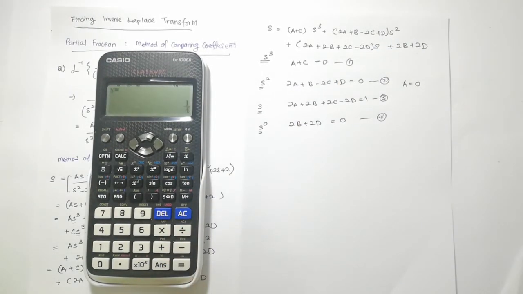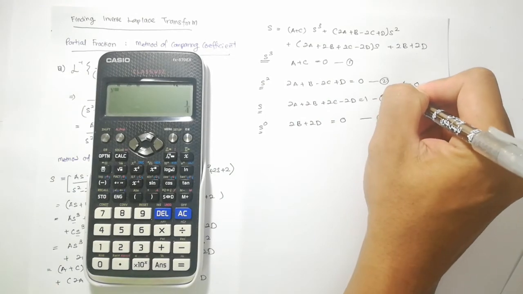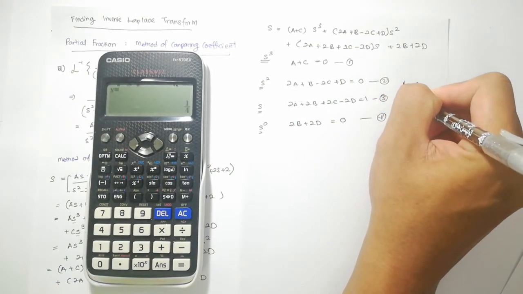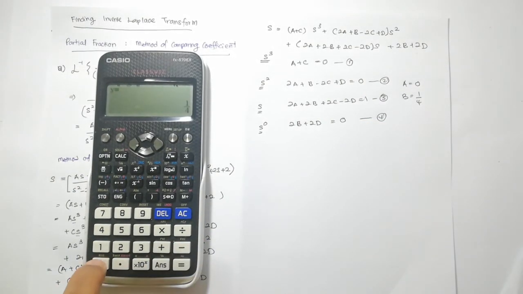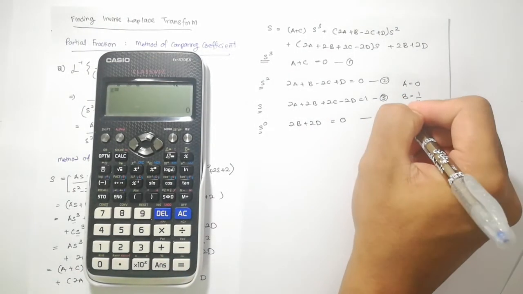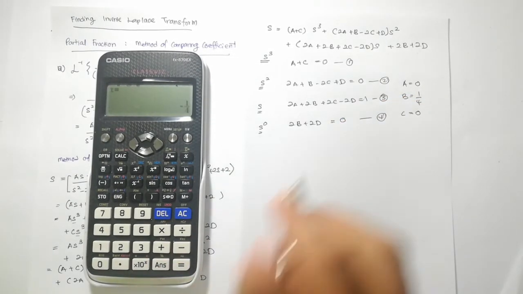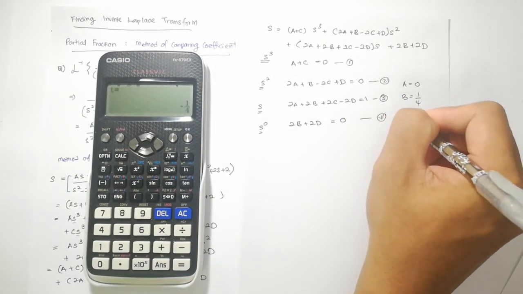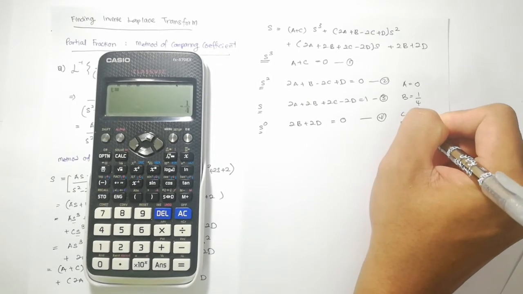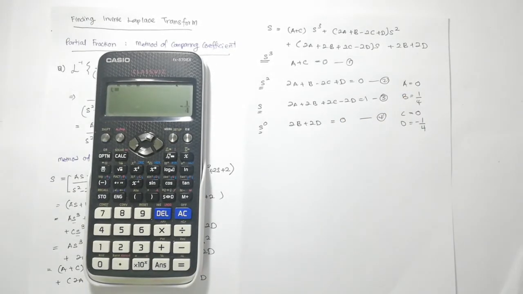And then Y is for B, so B will be equal to 1 over 4. And then for C, C equals 0. And lastly, for D, D will be equal to negative 1 over 4.